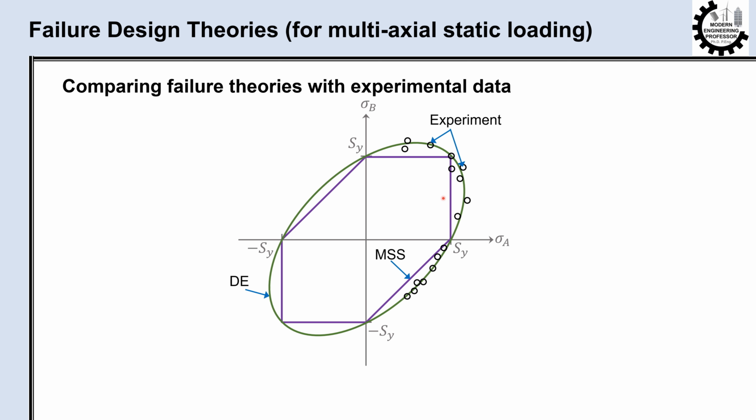The distortion energy theory's agreement with experimental data is very close, making this theory an accurate one. Therefore, this theory has been used as the primary method for failure analysis in ductile materials. The maximum shear stress theory shows a smaller region for safety, resulting in more conservative predictions. This makes it appropriate to use for design purposes.